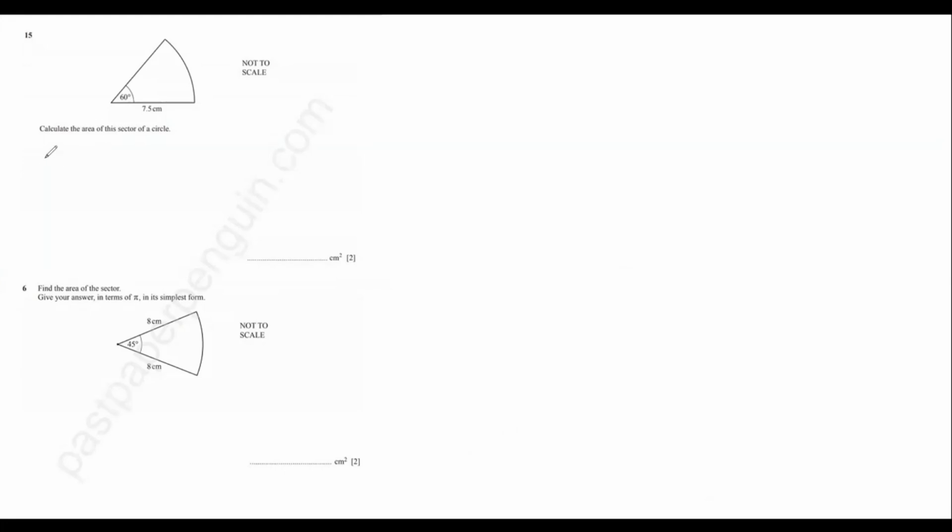So area of a sector, we're going to say 60 degrees over 360 times 22/7 times 7.5 squared. Pi r squared, right? So it's times 7.5 times 7.5. So what do you get?